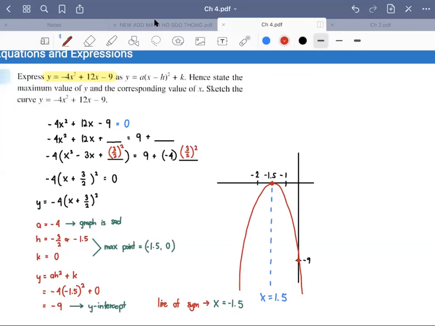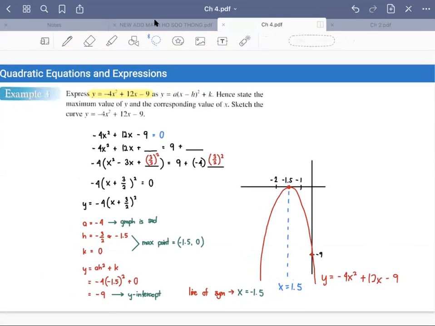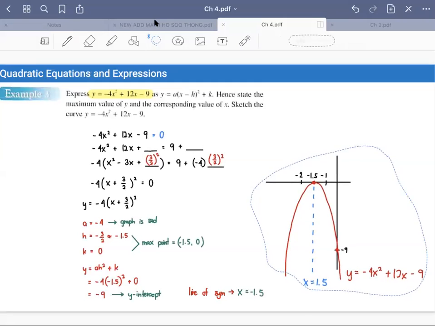And then after that, don't forget to write the equation of the curve. So y is equal to -4x² plus 12x minus 9. All right. So that's it. So that's how you draw your graph. Okay. So do you guys have any question?